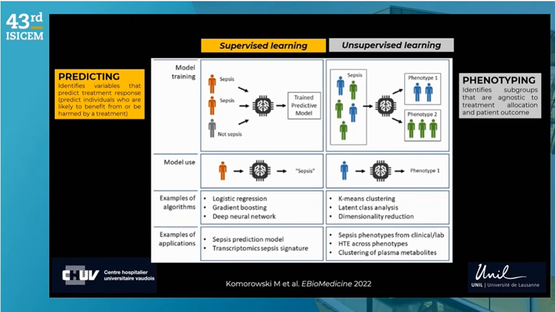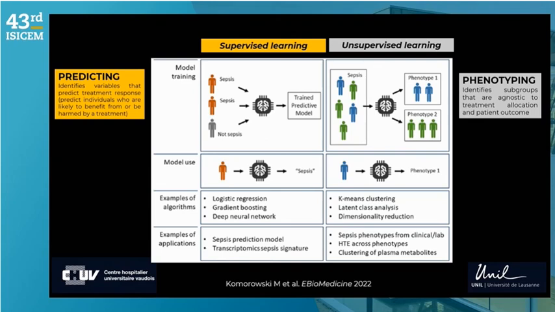And then you have a sepsis prediction model that you can apply to a different data set and test. Versus unsupervised learning, which allows you to identify different subgroups or subphenotypes of individuals that you wish to include in a type of therapy, and to distinguish between those who may benefit versus harm.